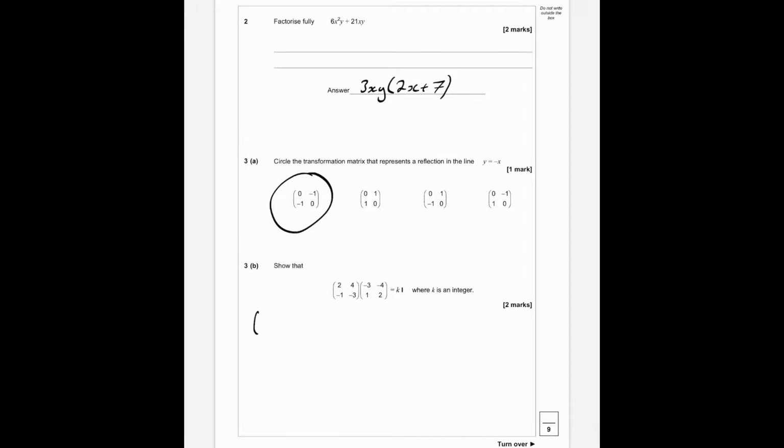The matrix that represents a reflection in the line y equals minus x is 0, -1, -1, 0. My recommendation is just learn them. There aren't that many to learn.